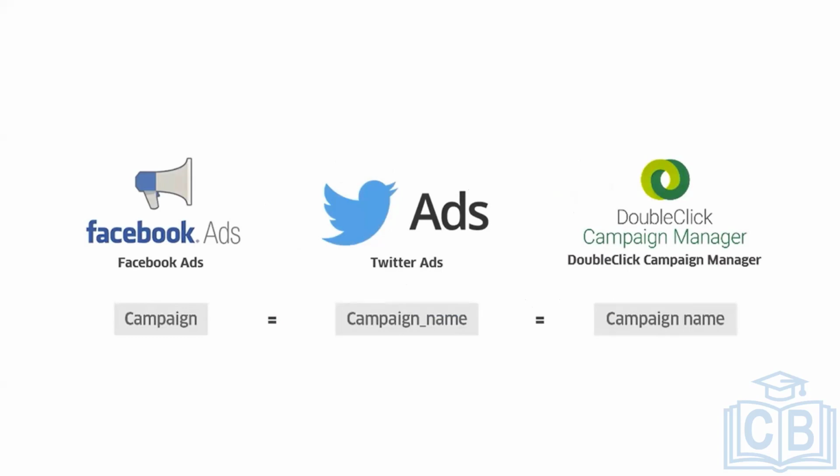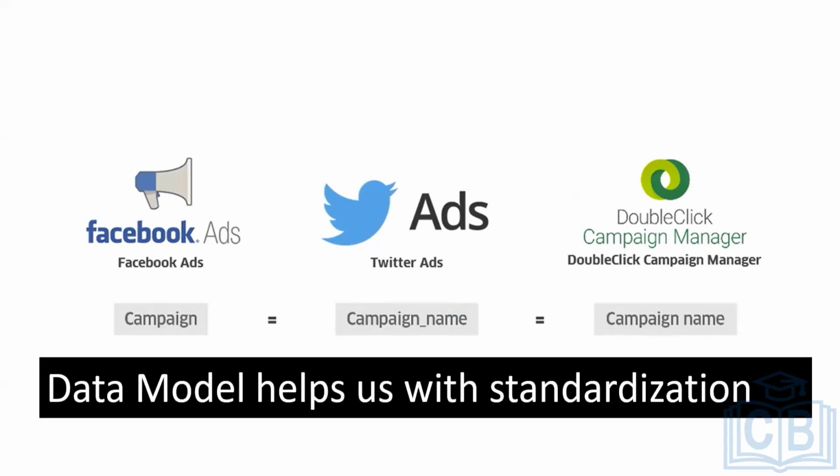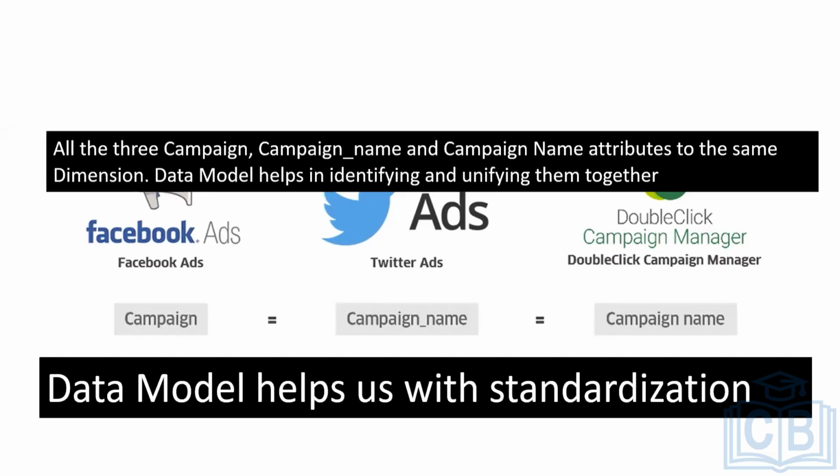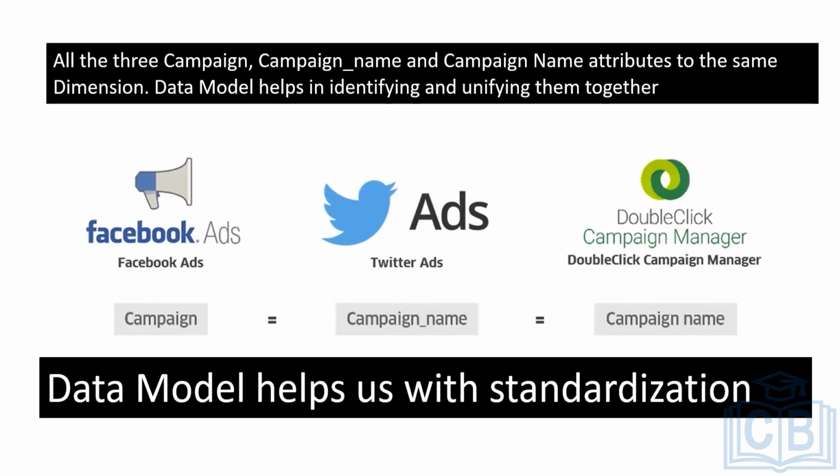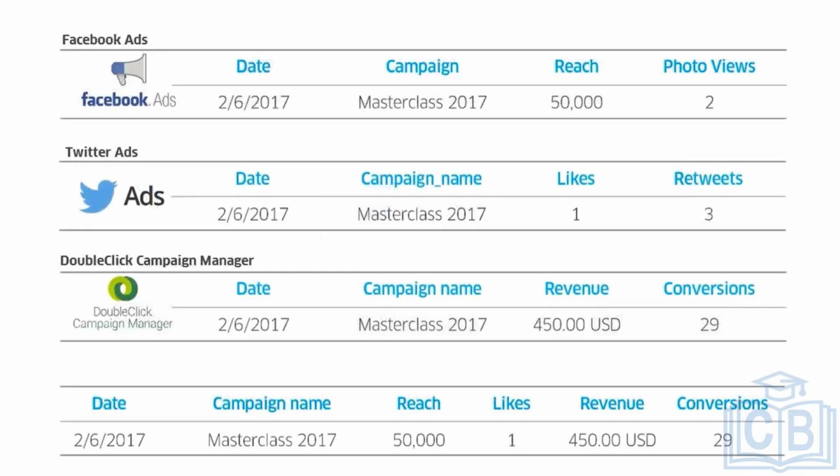As mentioned, campaign underscore name and campaign name, all three are alluding towards the same thing. The first thing is that the data model helps us with standardization. We need standardization across the identical columns that come from different sources. All three, campaign underscore name and campaign name, attribute to the same dimension, and the data model helps us in identifying and unifying them together.